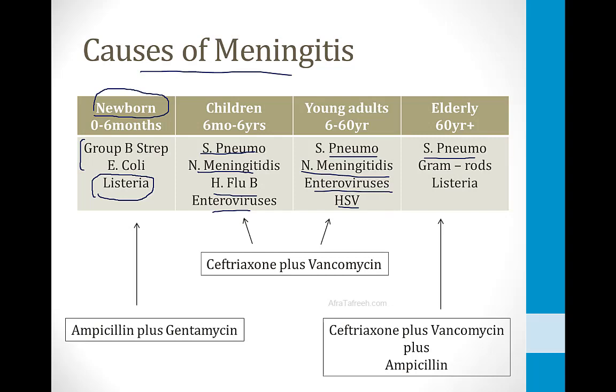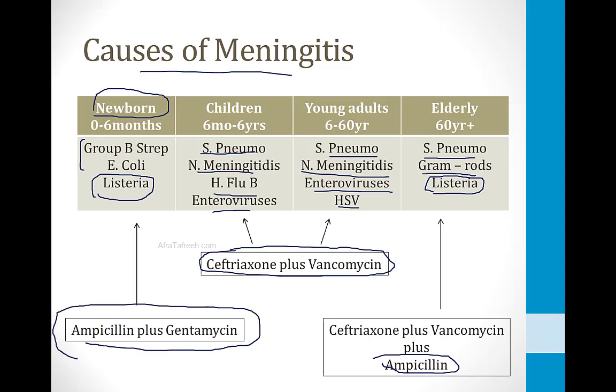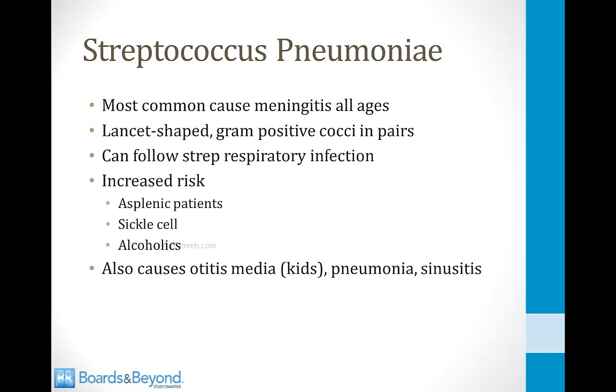For the elderly, after strep pneumo, the most common cause is gram-negative rods, and then they tend to get listeria because just like newborn babies, they have poor cell-mediated immunity. So generally the treatment for most people you're going to see with meningitis is ceftriaxone plus vancomycin. That treats kids and adults. The only exception is in the elderly you add ampicillin to cover listeria. For newborn babies, you're going to treat them with ampicillin and gentamicin. They have a special regimen that we use to cover those bugs. So now we'll talk about each of those bugs in a little more detail.